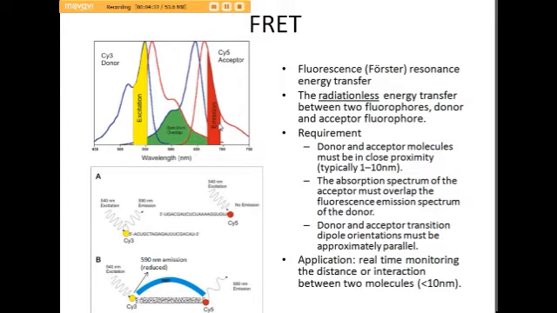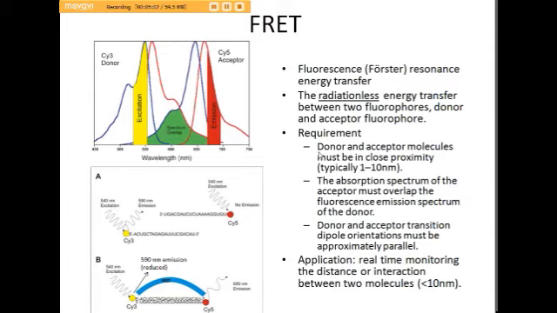For FRET to occur, it requires three requirements. The first: the donor and acceptor molecules must be close enough to each other. The distance must be less than 10 nanometers, generally within 1 to 10 nanometers. This is the distance criterion, or distance requirement.